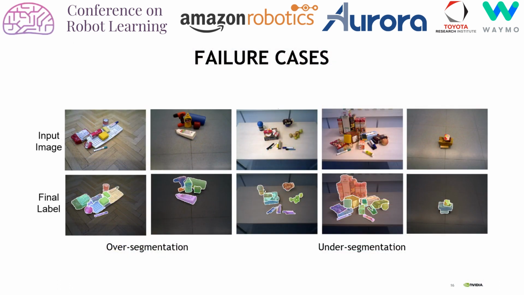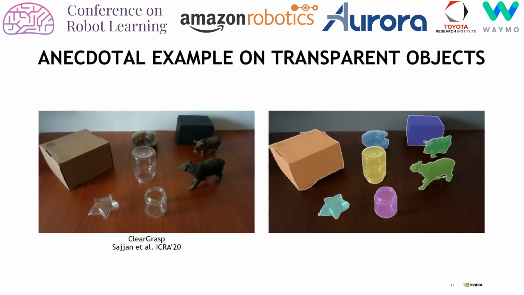Here are some failure cases from our method. It oversegments a keyboard and a power drill in the dataset, and even with the second stage clustering, it cannot separate objects close to each other in some challenging cases. Here is an anecdotal example showing that our method can also segment transparent objects using RGB images.